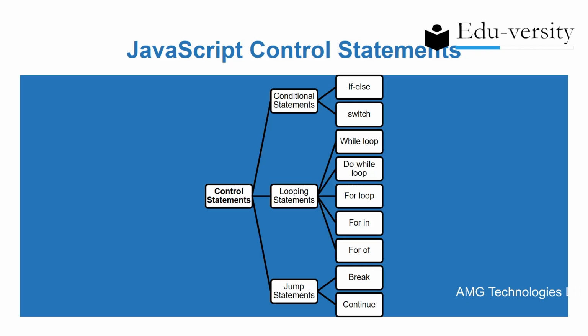The default flow of a program works from top to bottom. For example, if in JavaScript you have written 10 lines of code, the first line will be executed first, followed by the second, followed by the third, and so on. So we have conditional statements, looping statements, and jump statements. In this video, we'll focus on the conditional statement.